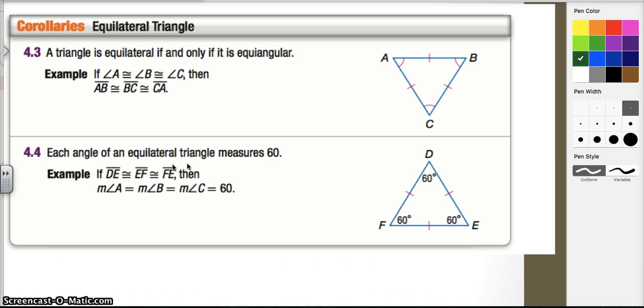And here, this one says that each angle of an equilateral triangle must measure 60 degrees. And I don't think any of you would argue with either of these ideas.